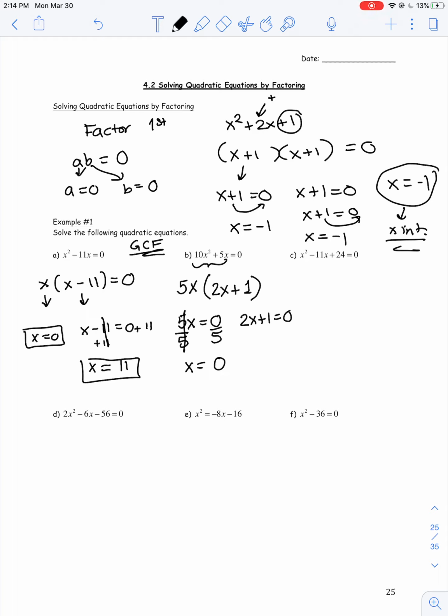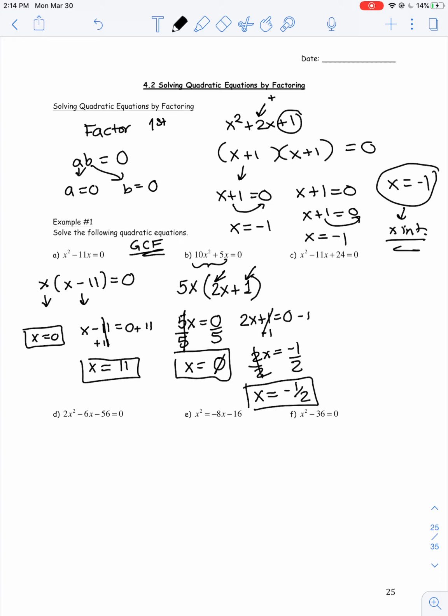Now always do the opposite to get x by itself. Divide by 5, which means that 0 divided by 5 is 0. That's one solution. You're going to find that one x-intercept occurs at x equals 0. The other one, we're going to have to subtract 1 on both sides, which gives us 2x equals negative 1. And then you're going to have to divide both sides by 2, which means that x can equal negative 1 over 2.